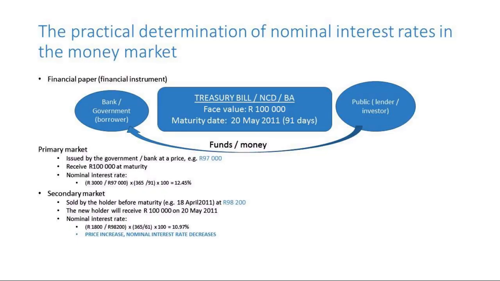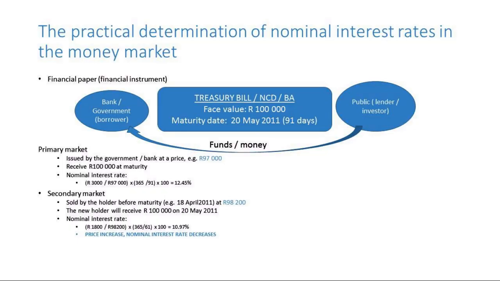So let's say that there's some kind of financial asset. It's a treasury bill, NCD or a BA with a face value of 100,000 Rand and a maturity, in this case, in May 2011. It's short run, so it's only 91 days. We're looking at the money market here. So this gets issued, but the first thing to notice is that it's sold at a price less than its face value. So its face value is 100,000, but it's sold at 97,000 Rand.